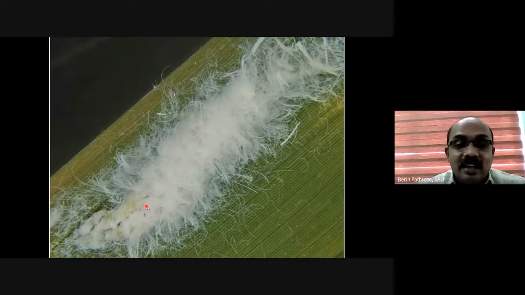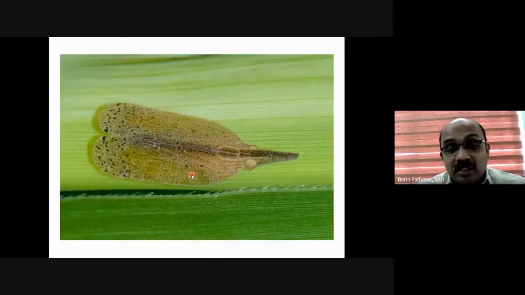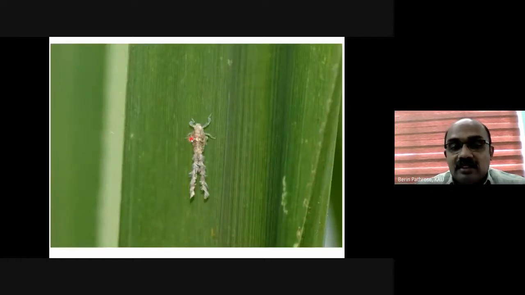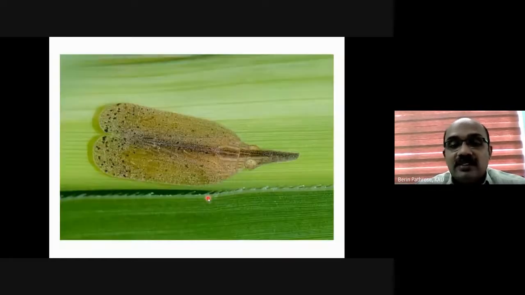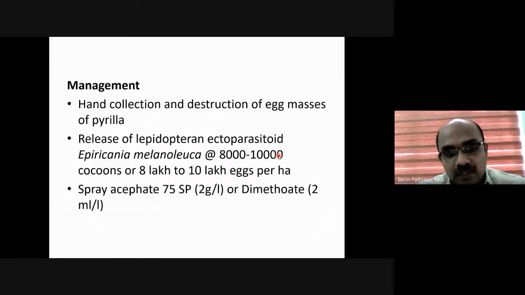This is the eggs laid on the leaves, and it is covered with white waxy filament. This is the insect I have shown you. This is the nymph. It has anal filament. This is the adult. The adult, see the head, it is slightly elongated. So that's a typical feature of Lophopidae.